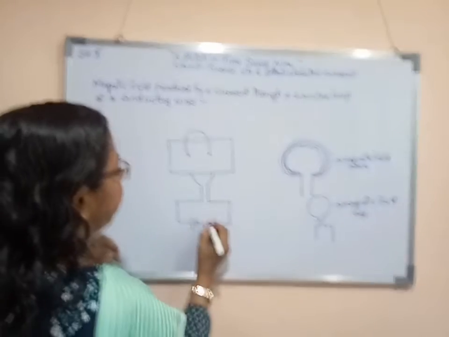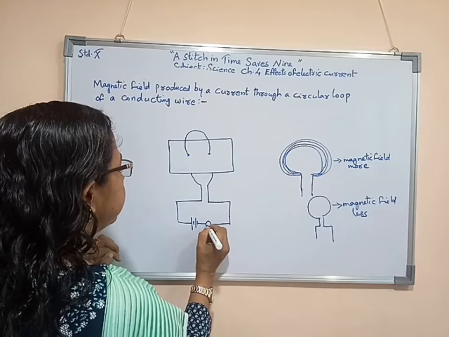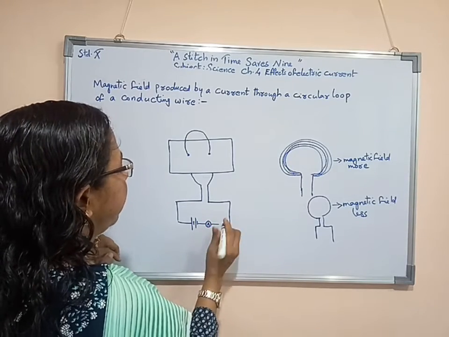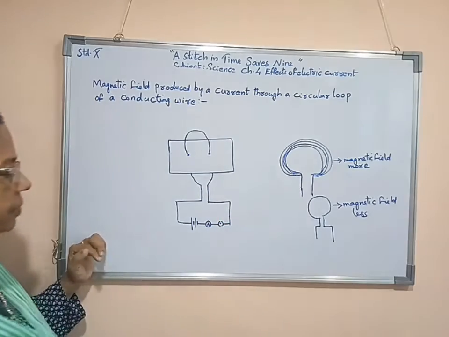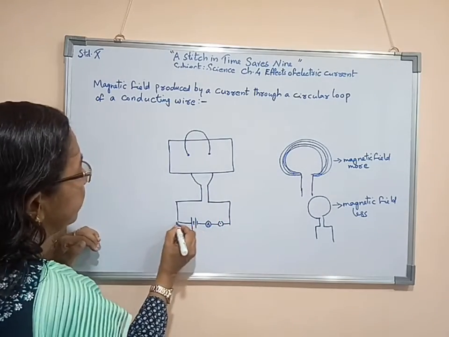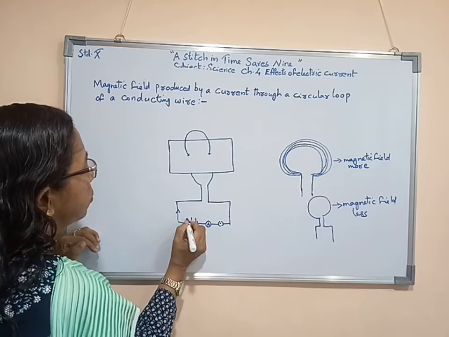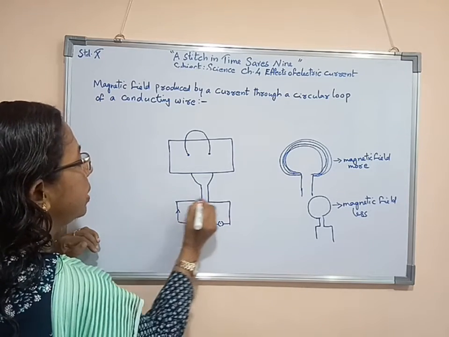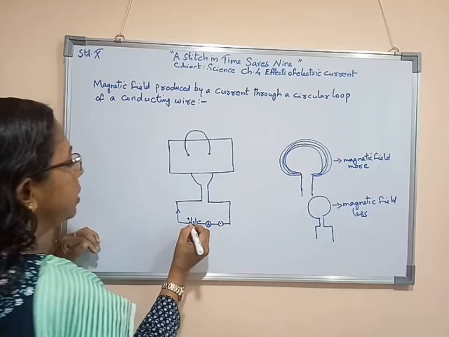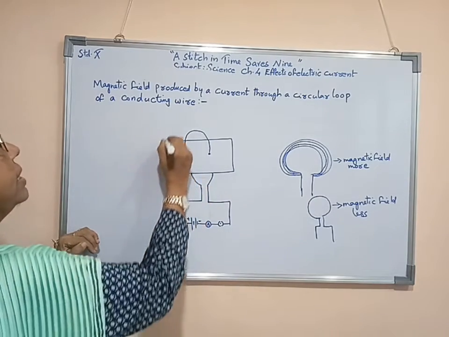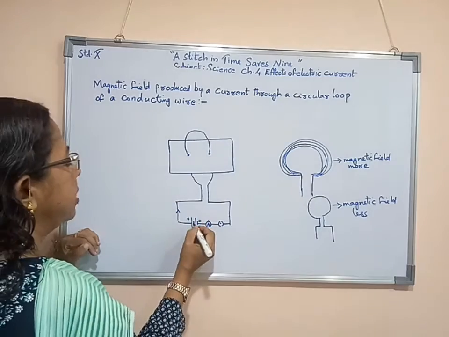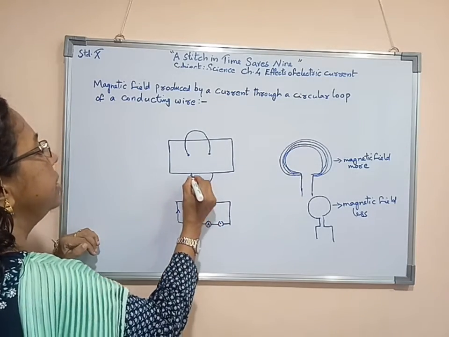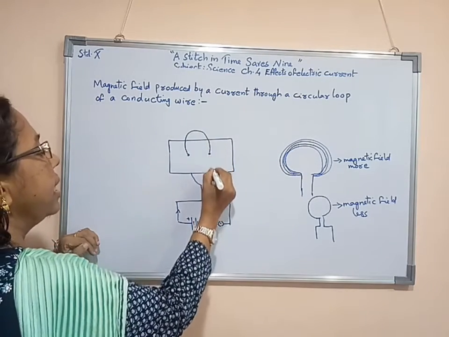After that we can keep one ammeter. Then we can connect one key also. Now we can find that here current flow will be from the positive terminal to the negative terminal. In such a way current flow will take place. Then it will pass through this, this way, then this way, then again it will come.